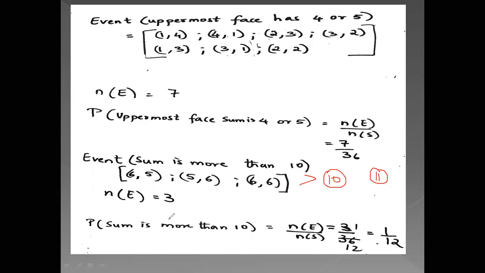So probability that the sum is more than 10 is number of events upon number of sample space. So number of events is 3 and number of sample space is 36. So when you cancel it, 3 ones are 3, 3 twelves are 36. So answer becomes 1 upon 12. So probability that the sum is more than 10 is 1 upon 12. Okay, children. Now we go to the next.